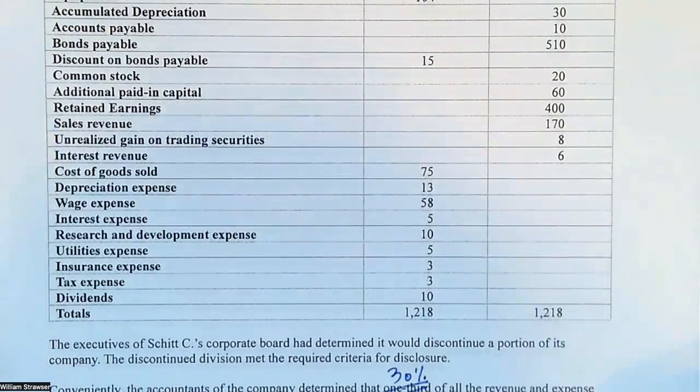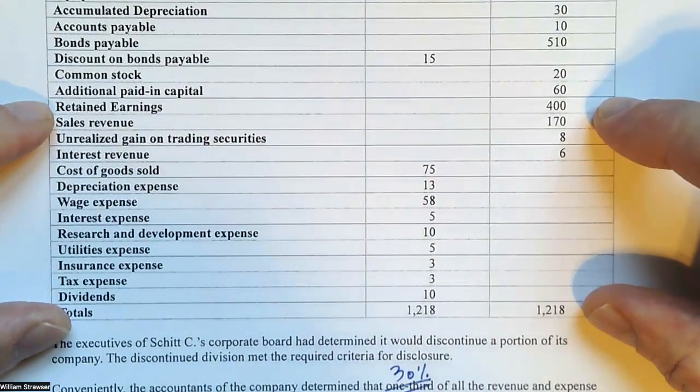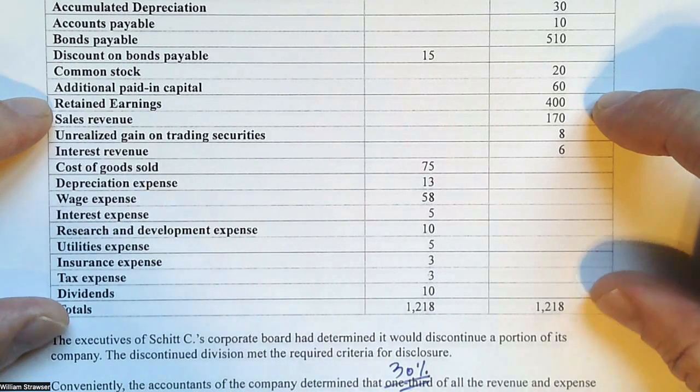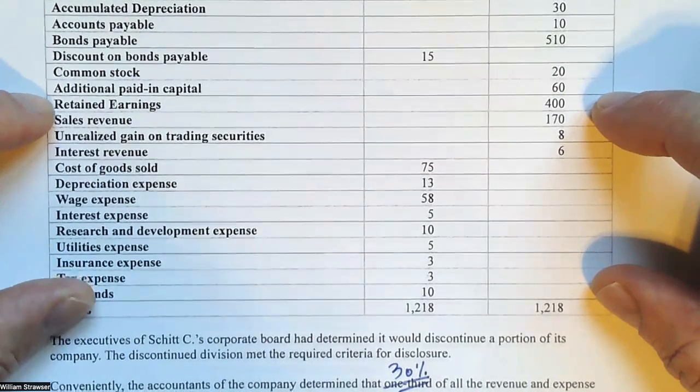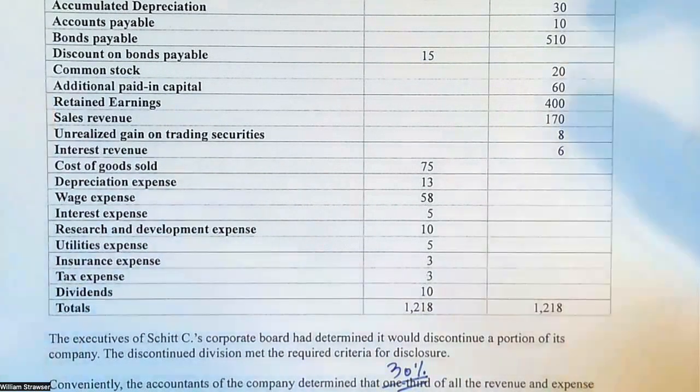But anyway, we're going to be focusing on this portion because we're just really worried about constructing this income statement first. Remember, that's the first financial statement we always do. We're not going to include dividends because dividends are not an income statement item. So really, we're just down here between sales revenue and tax expense.